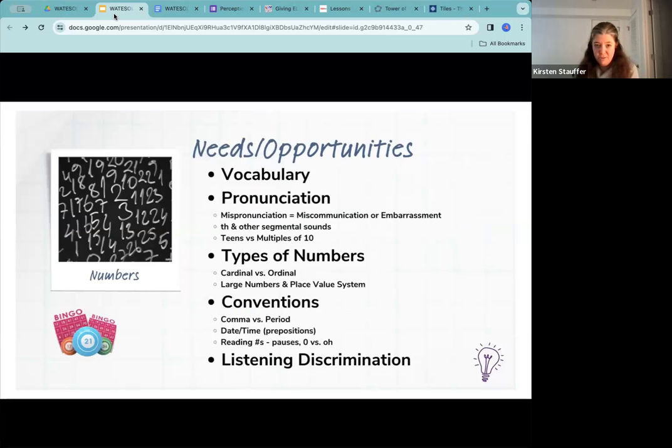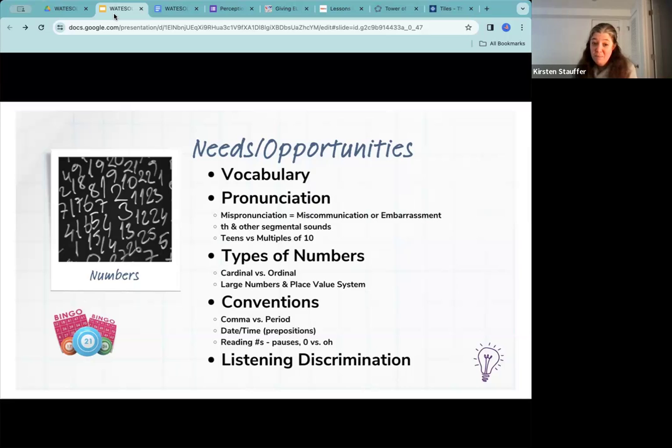So if we just think about numbers, some needs and opportunities here could include just basic vocabulary, pronunciation, because miscommunication could occur, or embarrassment. So I've often had organism confused with orgasm, or six and sex, and just some pronunciation or thinking that they have the right word, but also TH sounds, especially comparing teens to multiples of 10 as well. So all kinds of different pronunciation errors can occur.